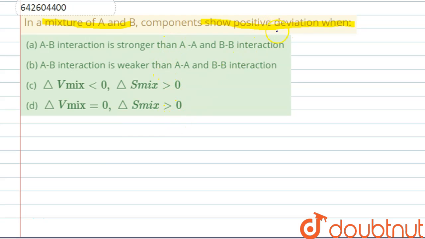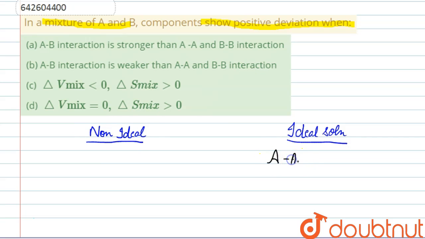Now, deviation is of two types, positive and negative. This deviation comes under the category of the non-ideal solution. We have basically two types of solution: one is the ideal solution and another one is the non-ideal solution. In the ideal solution, the interaction between AA, that is between the component A, the interaction between BB, between the component B, and the interaction formed when these react, that is AB, the mixture, are all the same, whereas these are different in the case of non-ideal solution.